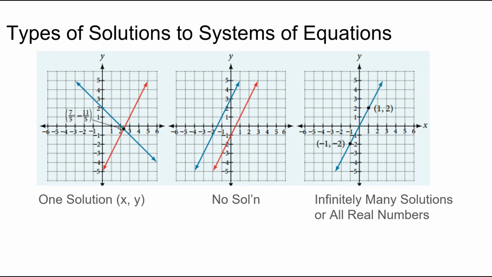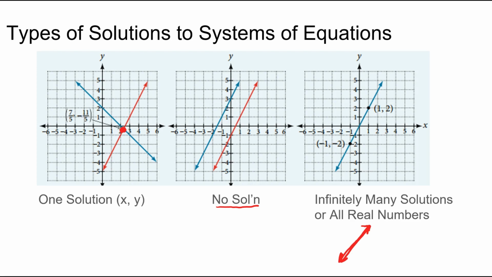Special Systems of Equations. We've spoken earlier in the graphing video about the types of solutions when we look at a graph. You get one solution when you can find the point of intersection. You have no solution if the lines are parallel and will never intersect. And you have infinitely many solutions, or all real numbers, if when you graph the lines, they literally graph on top of each other. But what happens if you don't want to graph it?